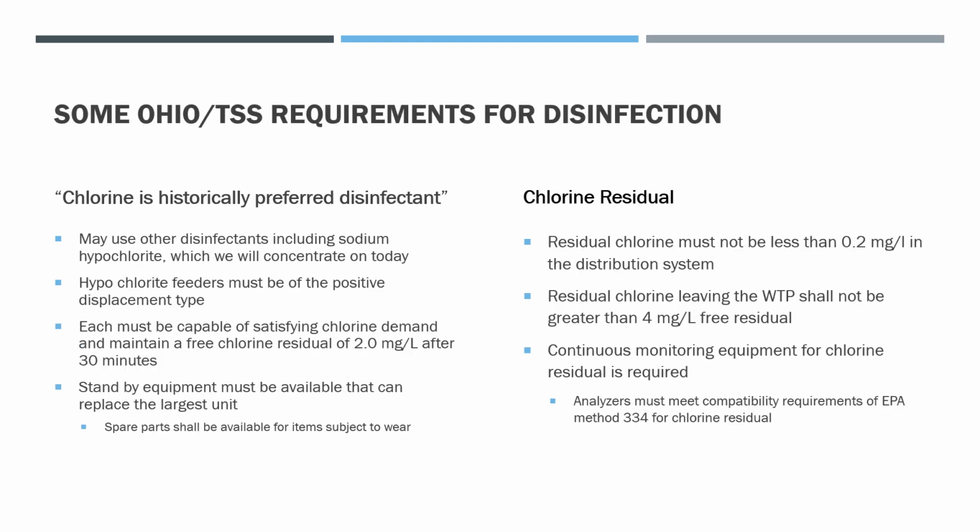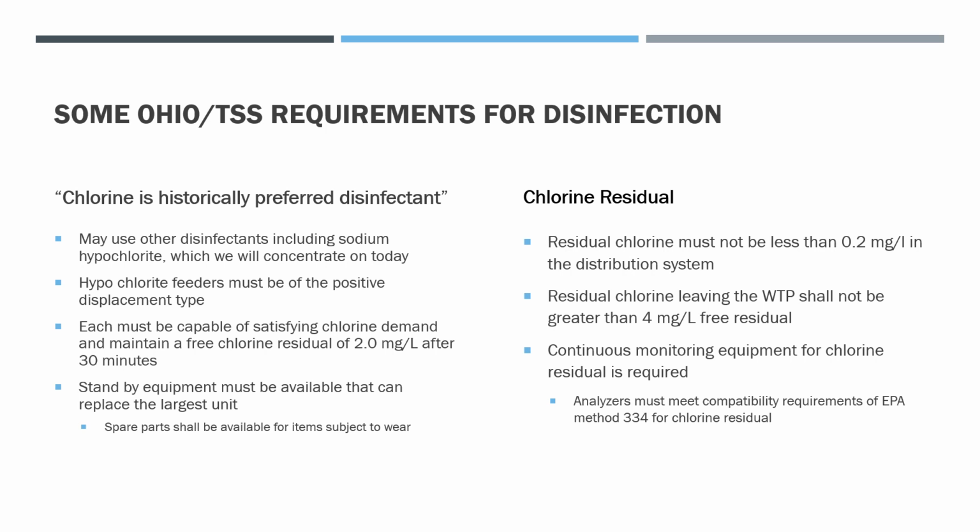When we look at disinfection, you'll notice in the state standards, one of the first phrases that you meet in heavy bold print is chlorine is the historically preferred disinfectant. But plants in Ohio can use other disinfectants, including sodium hypochlorite, which we're going to concentrate on today because that plant uses that. And of course, you can use other forms of chlorine also.